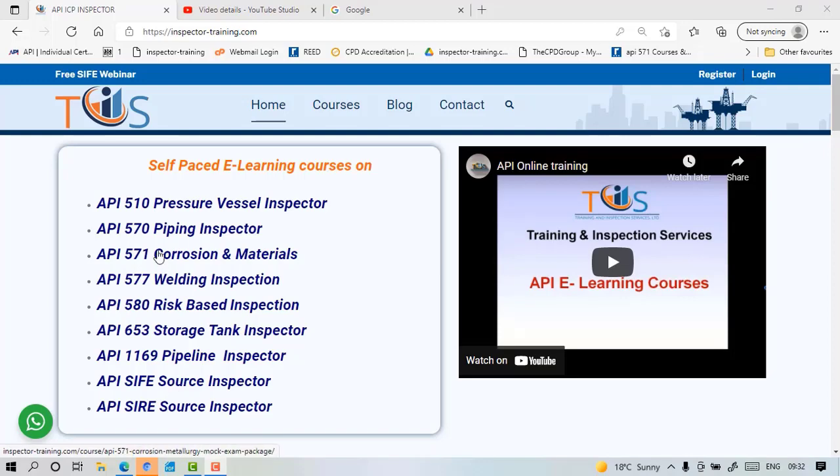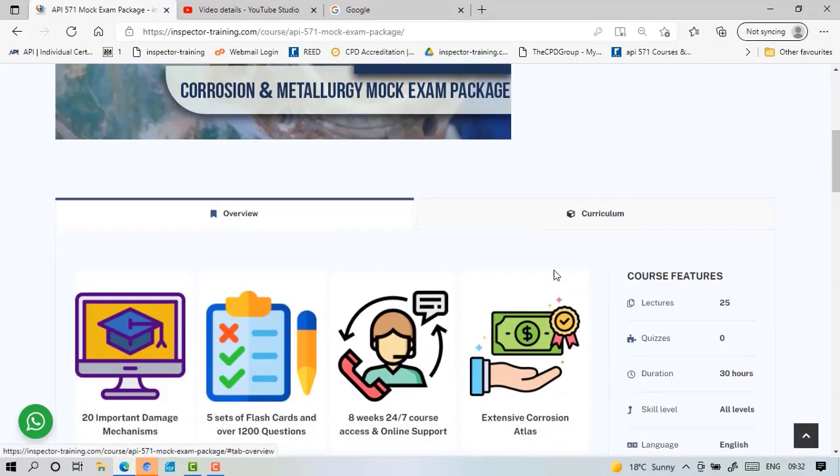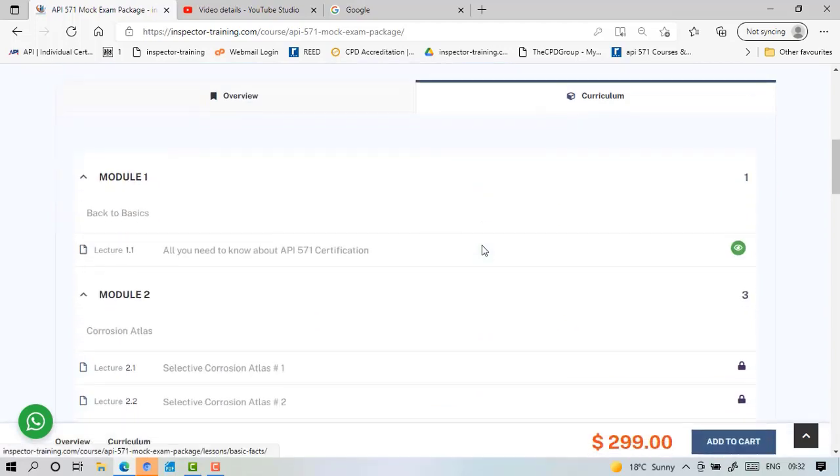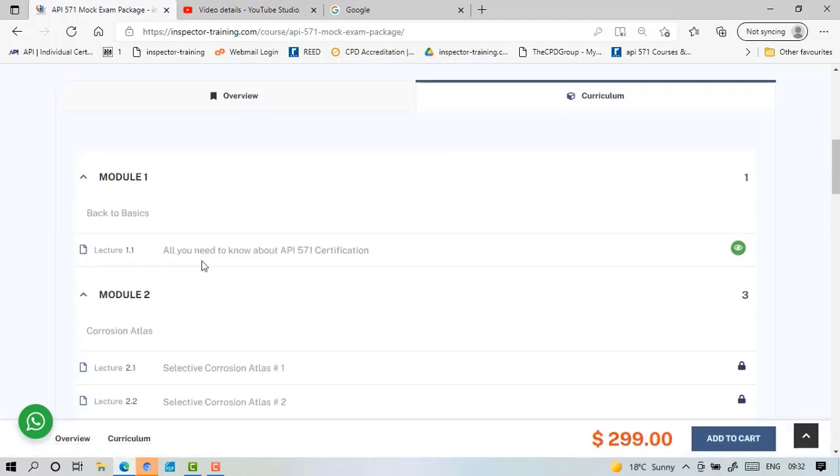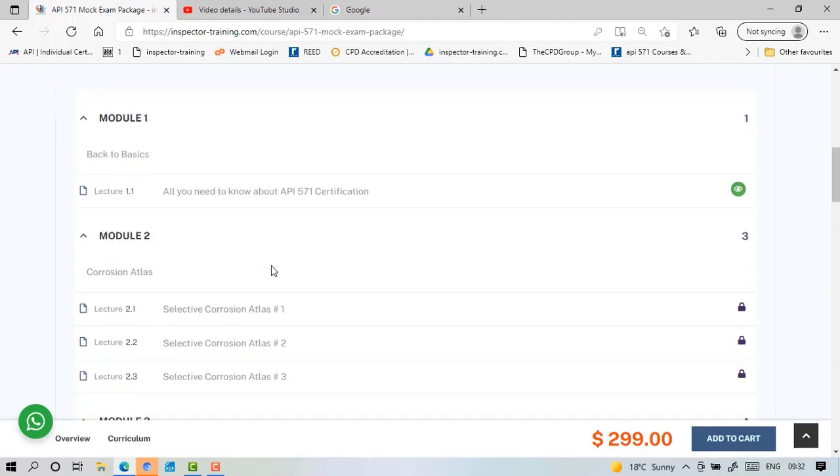Today I'm going to talk about API 571, corrosion and materials. Now, before we go to the quiz, I'm going to briefly go through the course we offer. It's got 25 lectures, and in Module 1 you will learn all you need to know about API certification, right from registration, exam tips, time management, etc.